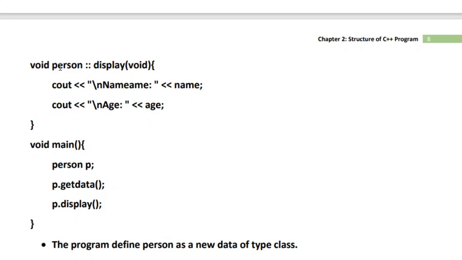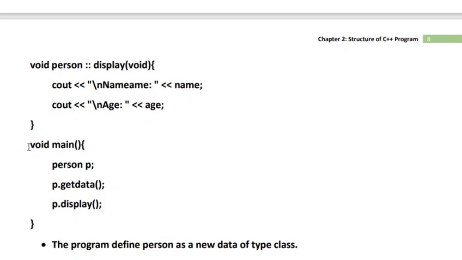So void person, scope resolution operator, display, and void. It means that display is a function that belongs to class person and it returns nothing and it takes nothing, right? So likewise we have cout name of a particular person, that is name, and age. Here there's a small typo, so it's just name. So it will print the name and it will print the age.